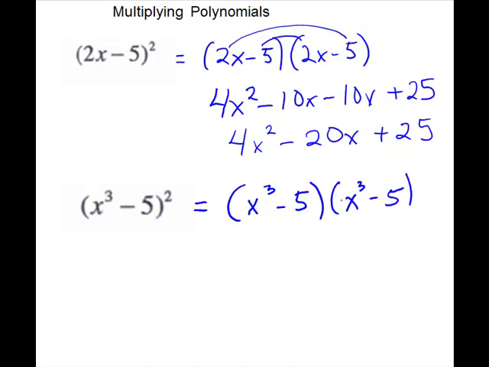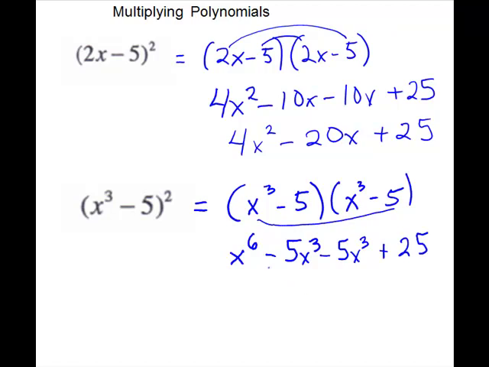So our first term, you're going to add the exponents. Will give us x to the 6th. Outside, minus 5x cubed. Inside, minus 5x cubed. And last, plus 25. And these will add together. So we have x to the 6th minus 10x cubed plus 25.